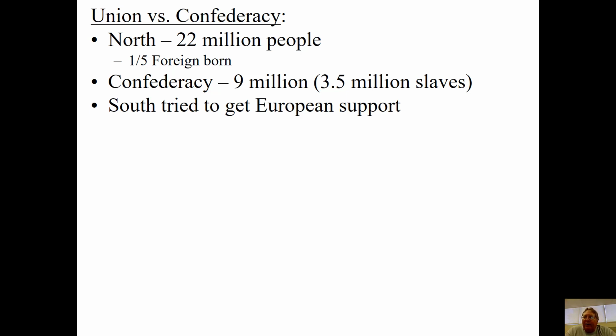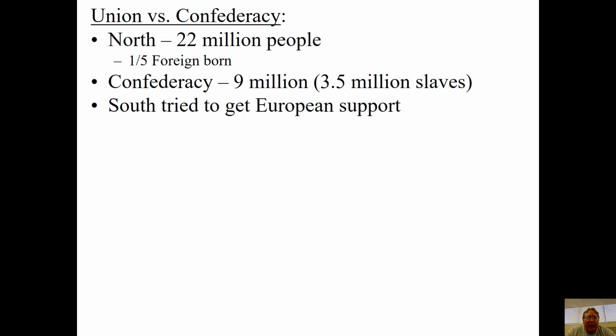A lot of European governments would actually like to see the United States split into two because it lessens the United States' power. Countries like Britain and France were already worried about how powerful the American economy was becoming and how much that could turn into military power in a very quick way. Some of that's going to be borne out during the Civil War.